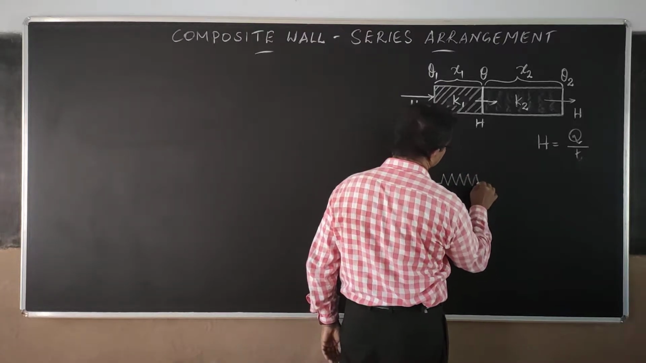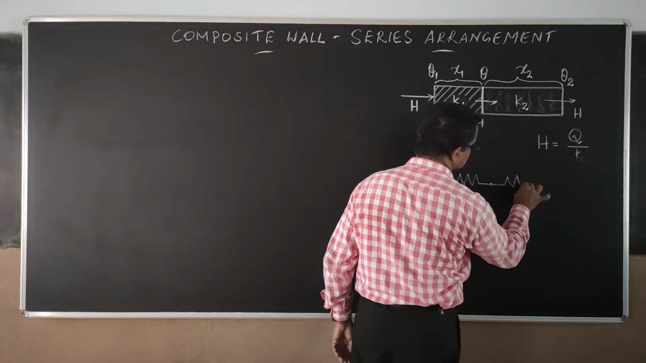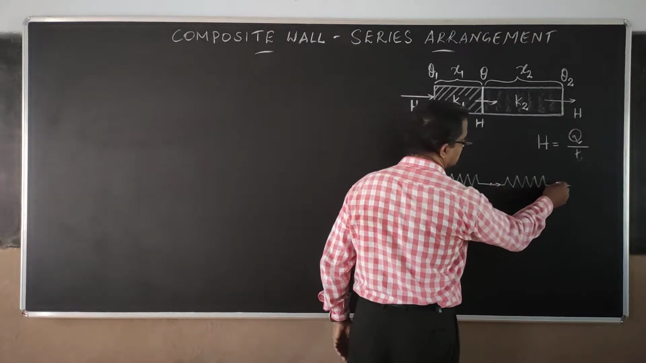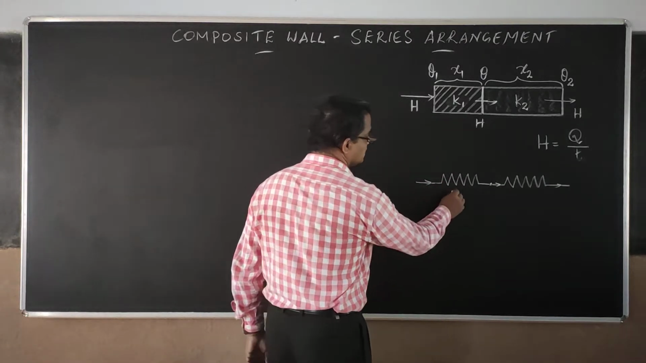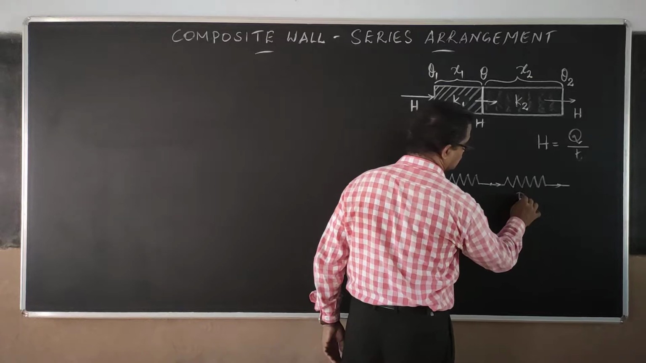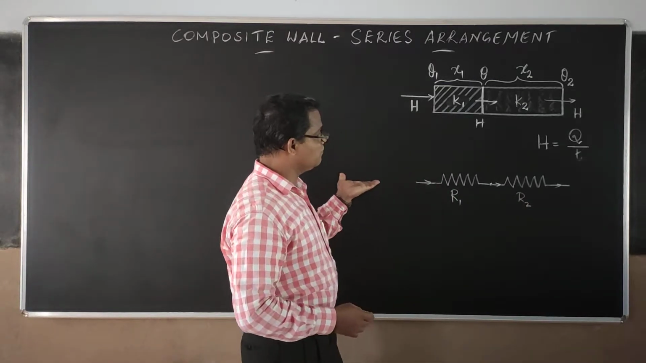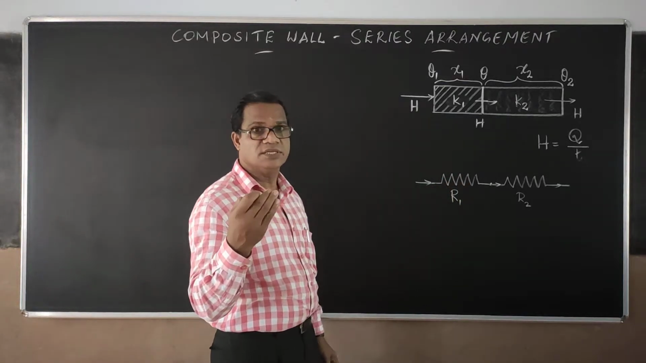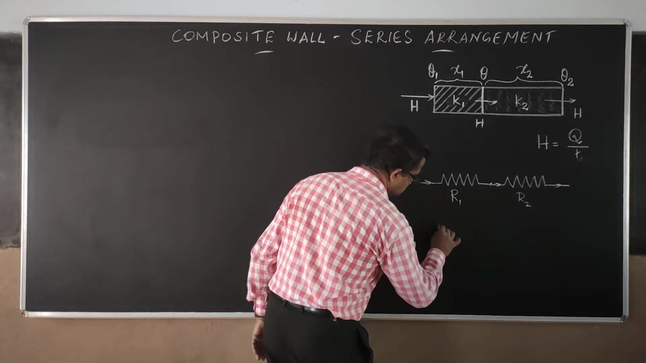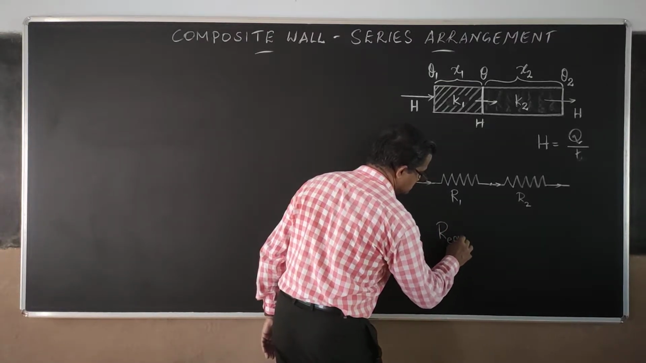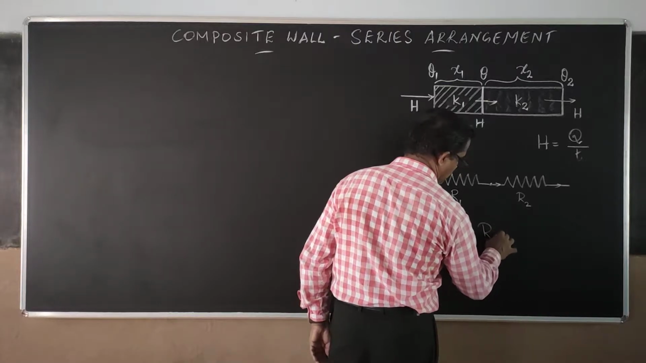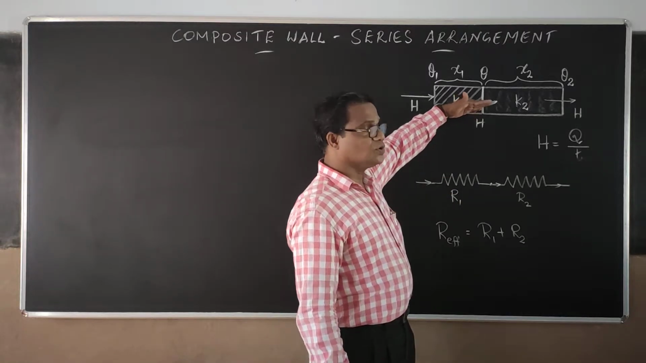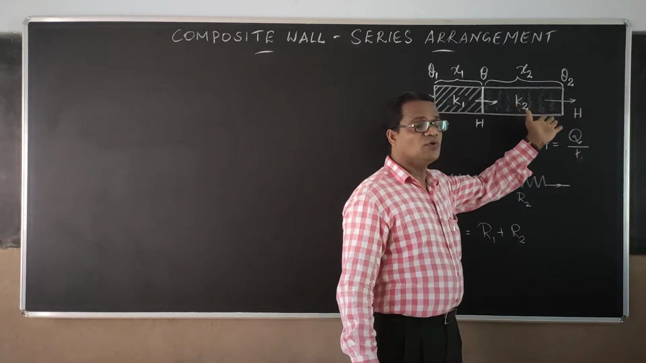You can compare the same thing with the electrical conduction through two resistances. When the resistances are R1 and R2, and the same current flows through both the resistances, then the resistances are said to be in series, and therefore the effective resistance will be equal to R1 plus R2. The same is applicable here also, because the heat current through both is found to be the same.